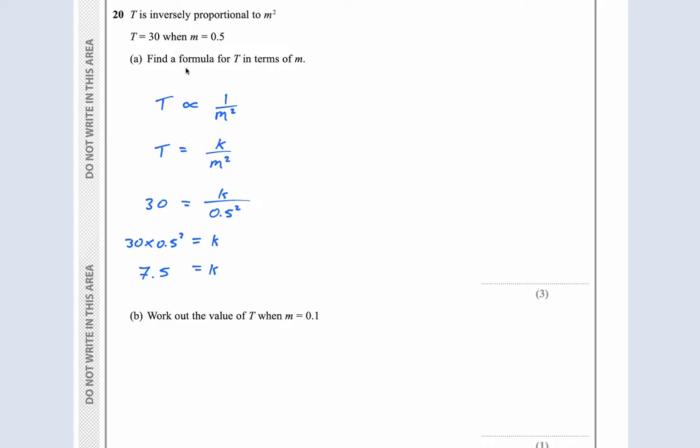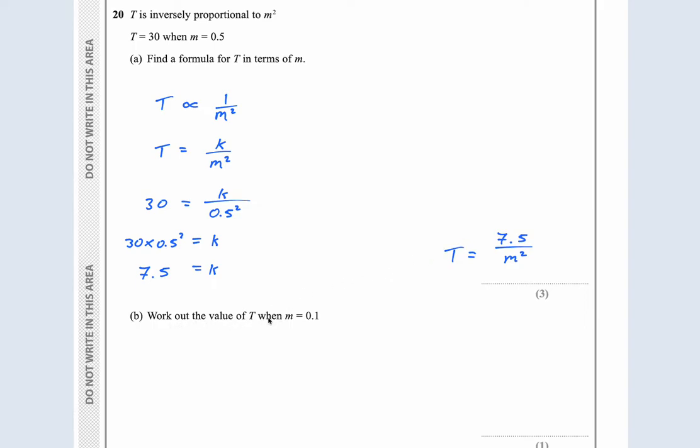Then I have to write, because it says write a formula for t, t is equal to k over m squared, but it's 7.5 over m squared. Okay, that's part A.